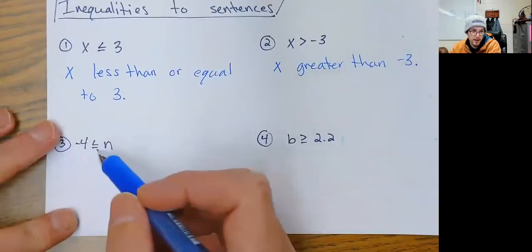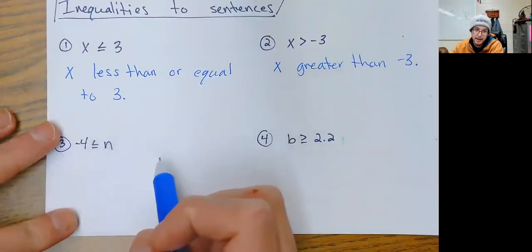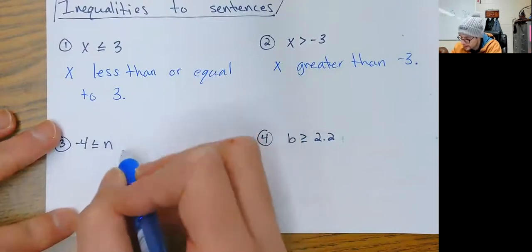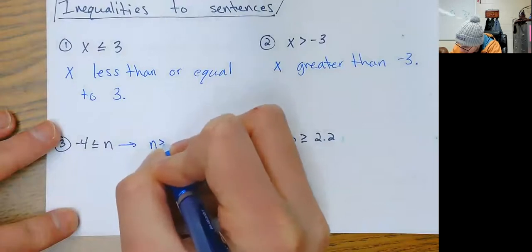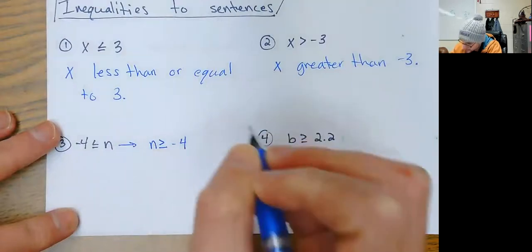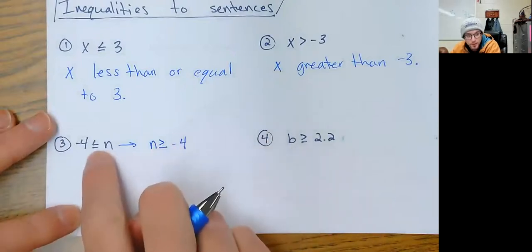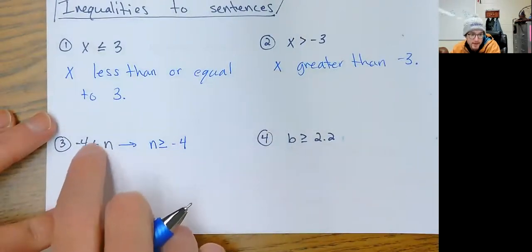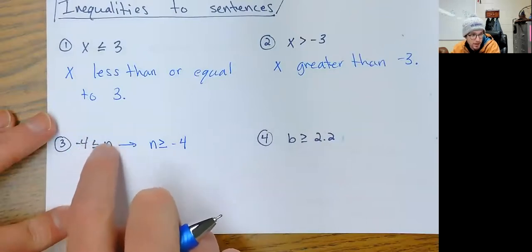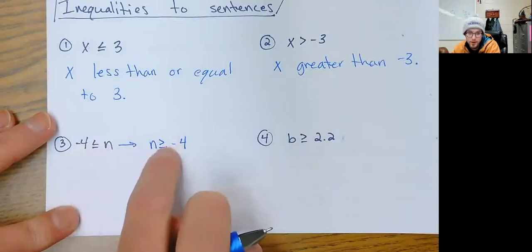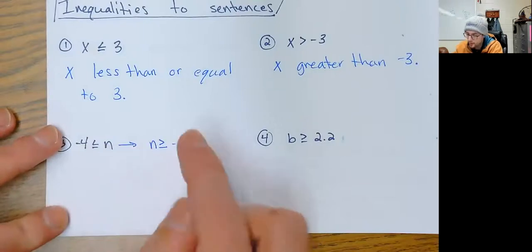Now this one is a little bit tricky because the variable is not on the left side, so how I would actually do this is I would rewrite this as n is greater than or equal to -4. I would put the variable on the left side. Now, very important, if you rewrite it, keep the symbol pointing the direction that it was pointing this whole time. Right here, the arrow is pointing towards the -4. When I rewrote it, it's still pointing towards the -4. And now I can see n is greater than or equal to -4.